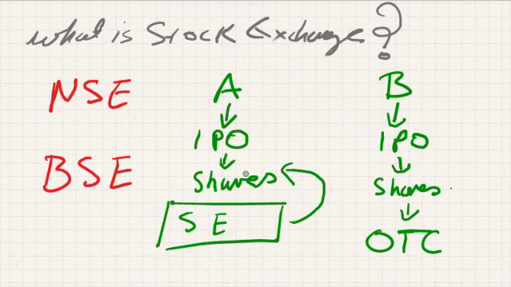Whereas for buyers of company A's shares, it becomes very easy to sell those shares on the stock exchange, because there are so many buyers and sellers coming online every day. In a second you can buy a share, or in a second you can sell that share, because the company is listed on the stock exchange and you can easily buy it there.